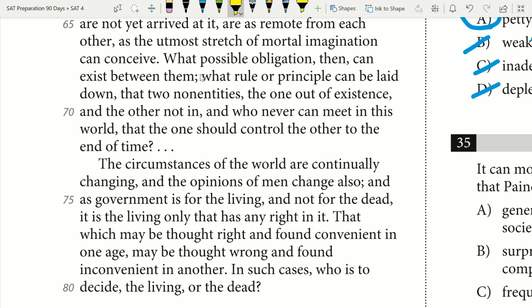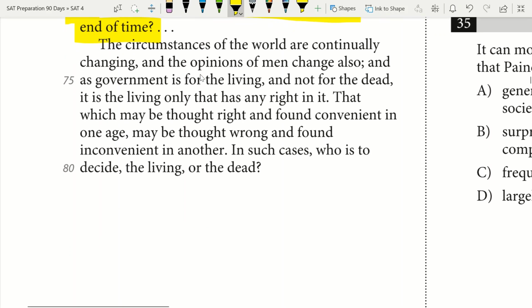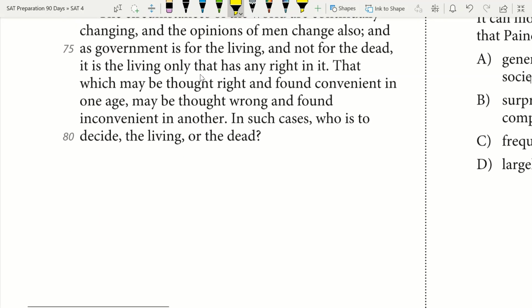What possible obligation then can exist between them? What rule or principle can be laid down that two non-entities, the one out of existence and the other not in, and who never can meet in this world, that the one should control the other to the end of time? The circumstances of the world are continually changing, the opinions of men change also, and as government is for the living and not for the dead, it is the living only that has any right in it. That which may be thought right and found convenient in one age may be thought wrong and found inconvenient in another. In such cases, who is to decide, the living or the dead?